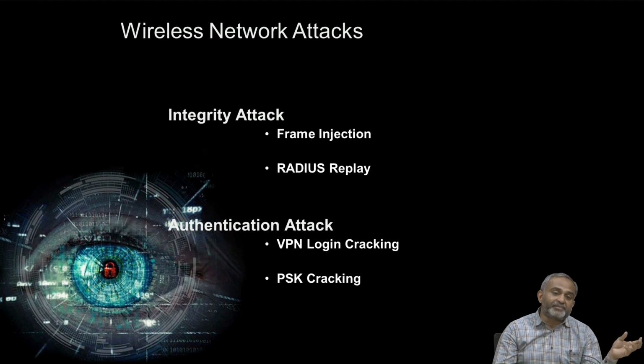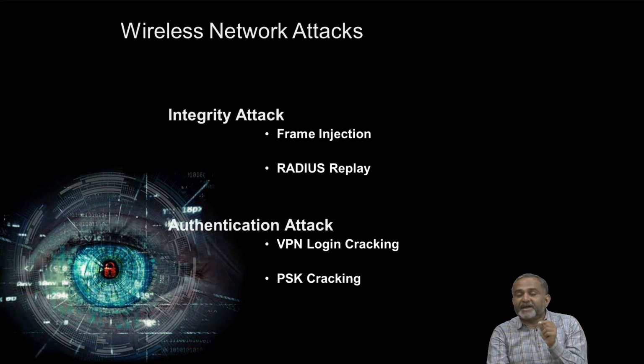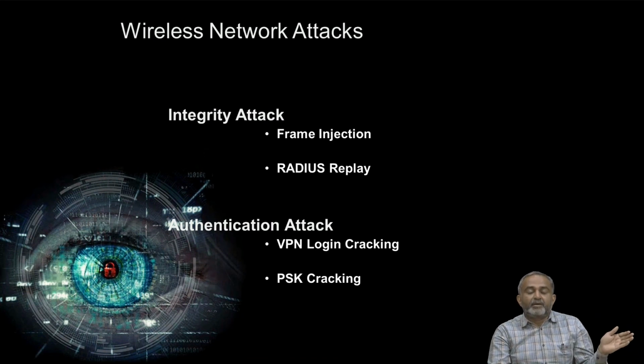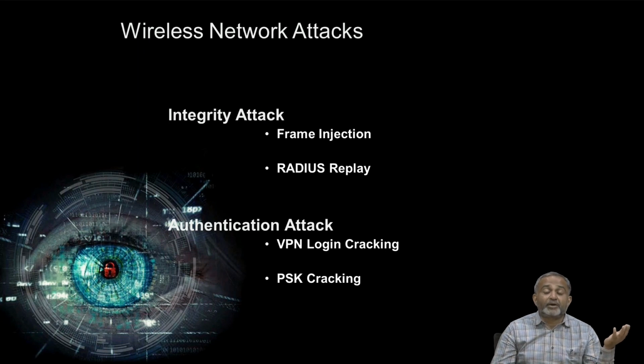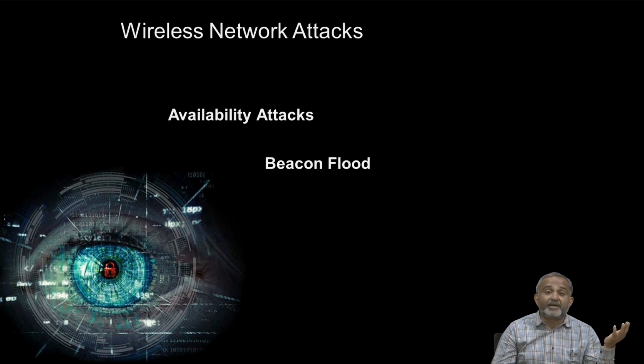As we discussed, WEP is vulnerable. Similarly, the PSK, pre-shared key, of WPA, Wi-Fi Protected Access, is also vulnerable and can be cracked. So with the help of the PSK, one can log in, or one can connect with the access point. So these are the authentication attacks. Another is the availability attack.